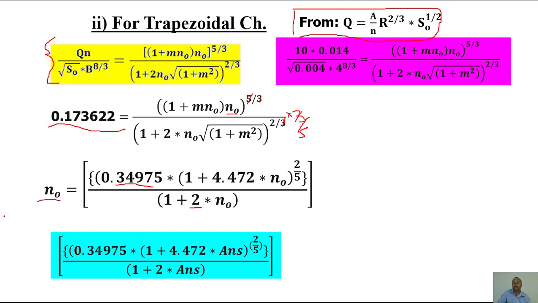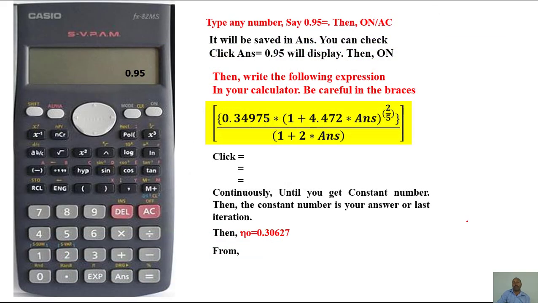You are going to write this expression in your calculator using answer. You have to give any arbitrary number first. Type any number in your calculator, for example 0.95, equal. If you click equal, this number will be saved in your answer in your calculator. You can check answer, equal. Once you have saved this value, I will write this whole expression in my calculator.